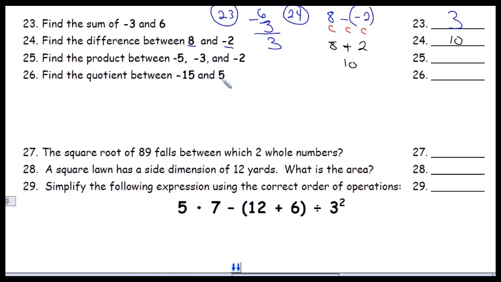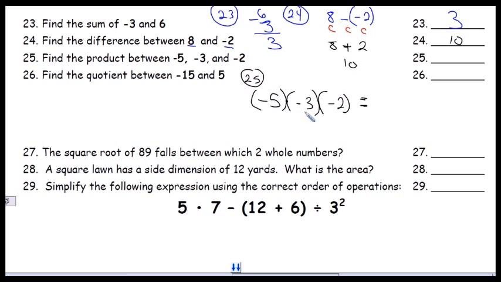Now number 25. 25 is looking for a product, and a product means you've got to multiply. So for number 25, we're going to have to multiply 3 numbers together. And this is going to be really easy if you remembered what we did in class. So we have a negative 5 times a negative 3 times a negative 2. When we have these numbers together, remember, let's just multiply them as if they were regular numbers.